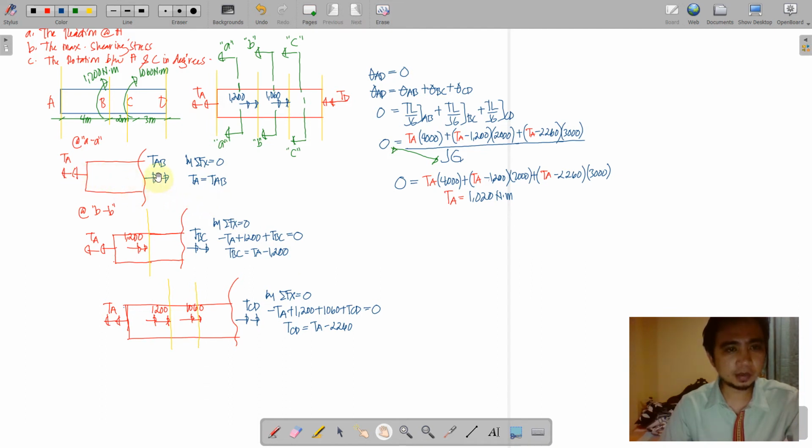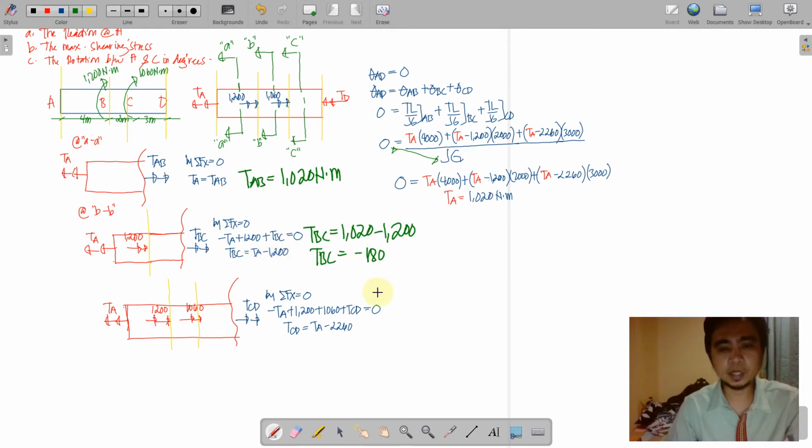So for segment AB, we have TAB is equal to TA, and this is the value. For segment TBC, that is TA minus 1,200. We have here negative 180. So what does it mean to have a negative here? This is a wrong assumption for the direction of TBC. Therefore, our TBC should be a counterclockwise rotation as a result of the negative sign. So we place the unit Newton meter.